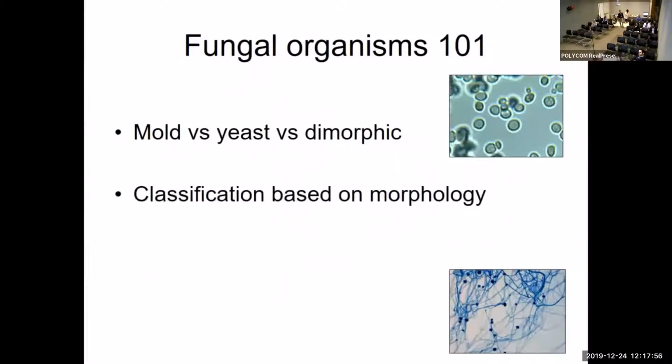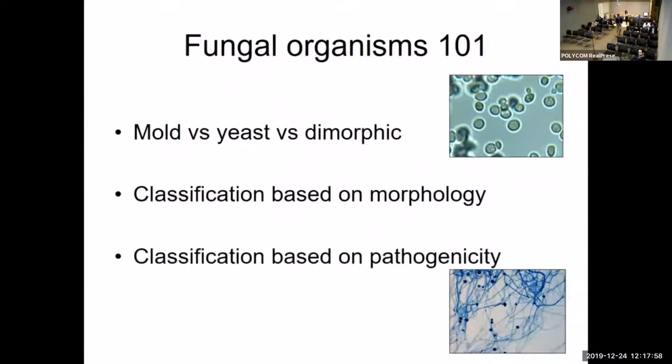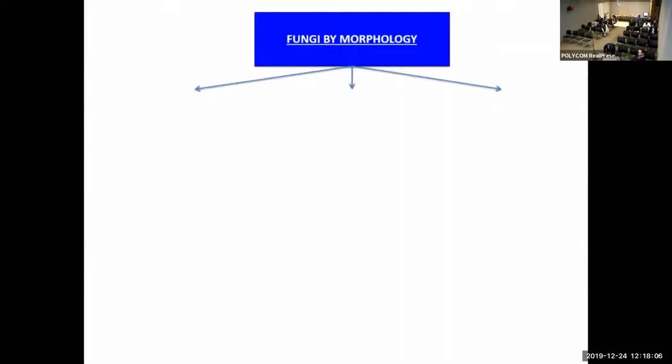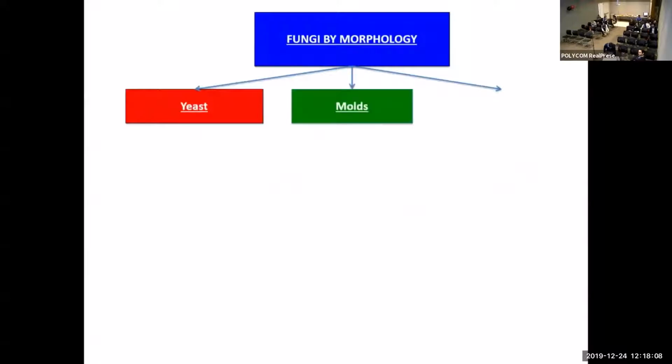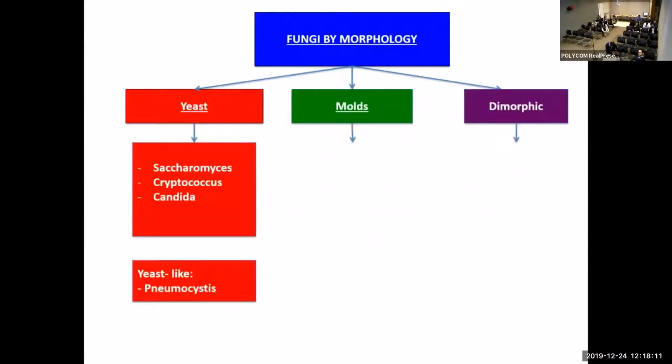Apart from the classification based on morphology, we can also classify fungal organisms by type of pathogen. Just by morphology, as I told you already, yeast, molds, and dimorphic. For yeast, there is also another category called yeast-like. In this category, we have PCP. The classical yeast is Candida, but Cryptococcus and Saccharomyces are also yeast.